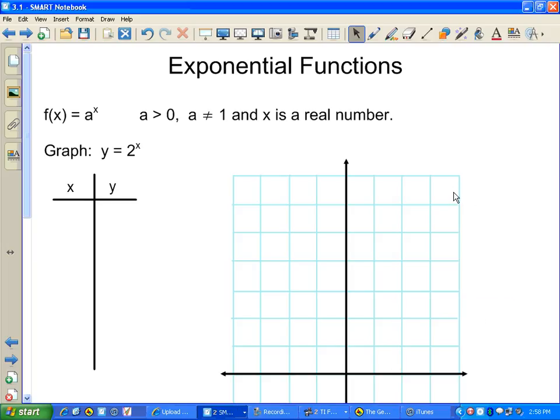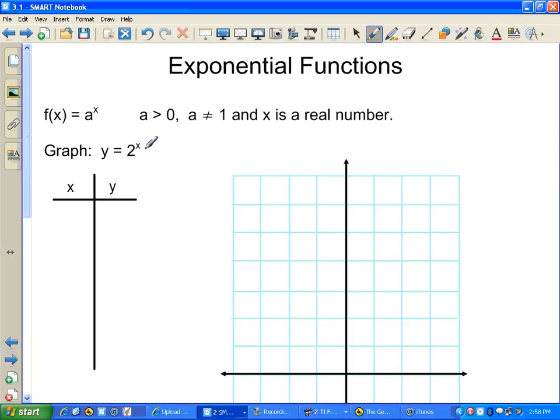So now that we've seen how to graph log functions, we're going to look at graphing exponential functions. Since these are inverses of each other, they're going to look kind of similar. They'll have the same basic shape, they'll just be oriented in a different way. So we're going to start with a basic example: y equals 2 to the x.